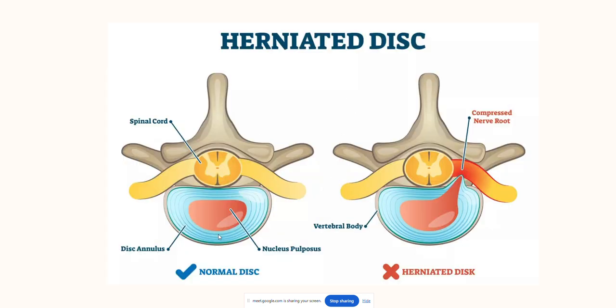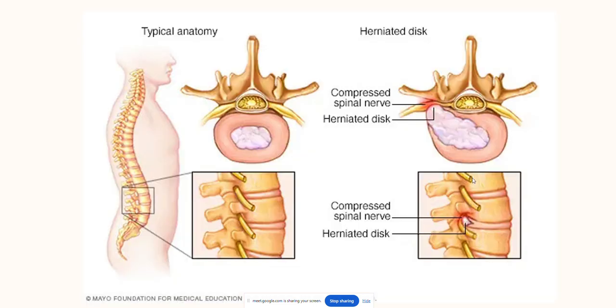So this is the normal disc. The nucleus pulposus is in the center of the vertebral disc. And for a herniated disc, the center protrudes and compresses the nerve root. So the disc anatomy consists of two main structures, which are the nucleus pulposus in the center of the vertebral disc and the annulus fibrosus surrounding the nucleus pulposus.